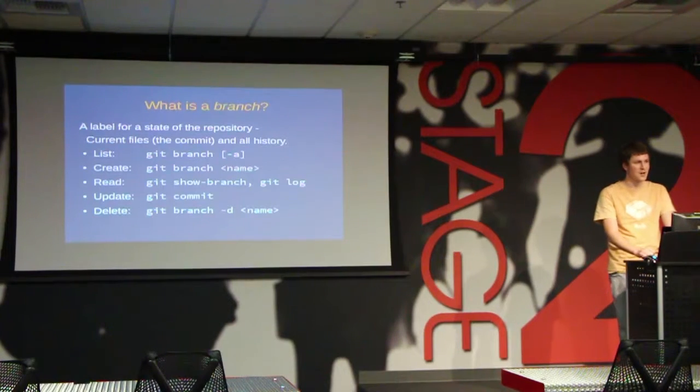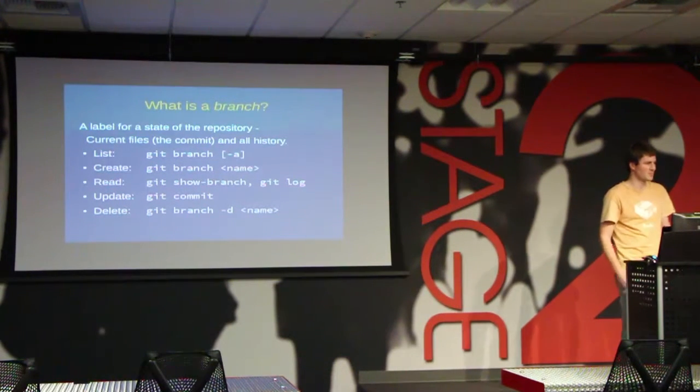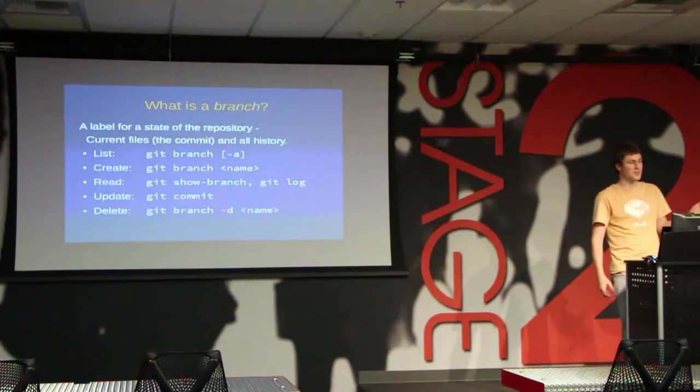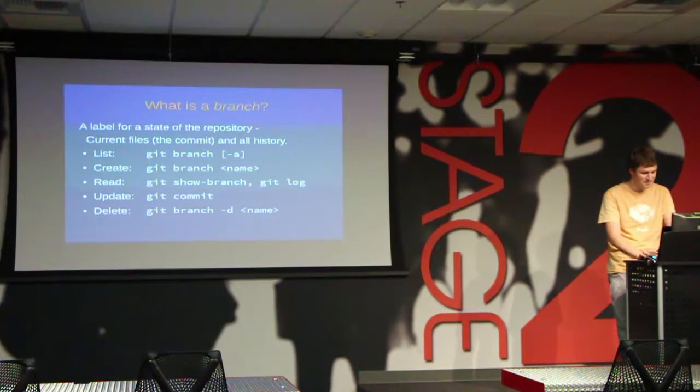To update a branch, we actually already saw that when we made a commit. That's how you update the branch most of the time. You make your changes, you do a commit, that makes a new version, and then your branch labels that new version of the files.